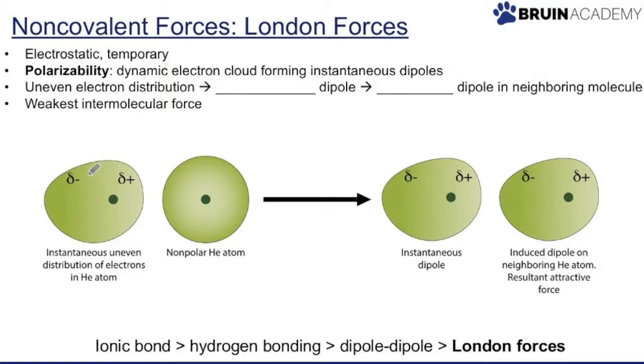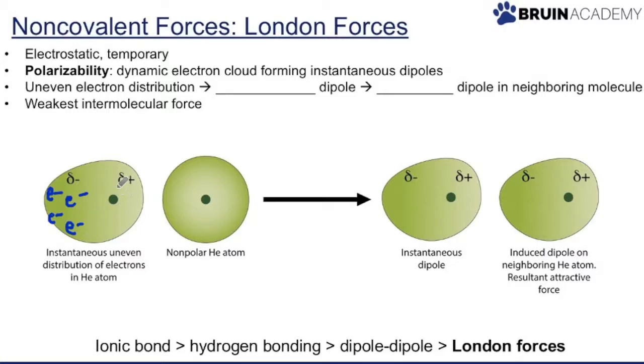We have a sample molecule here, and you can see that there's a delta minus and a delta plus, and here's the nucleus. So if you imagine all of the electrons just kind of moving towards one side of the molecule, this electron cloud kind of distorts, and this creates this uneven distribution of electrons in helium, as opposed to something like this, which does not have any dipole in it. And as a result of these electrons all moving over to one side of the molecule, you get this delta plus here, where there's a deficiency of electrons.